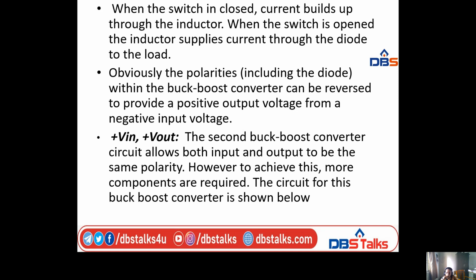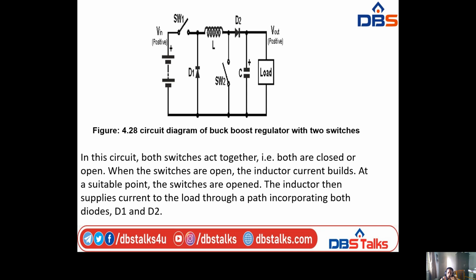The second buck boost converter circuit allows both input and output to be of the same polarity. However, to achieve this, more components are required. The circuit of this buck boost converter is shown below. This is a circuit diagram of a buck boost regulator with two switches. Here two switches will be there, two diodes, a capacitor and a load.